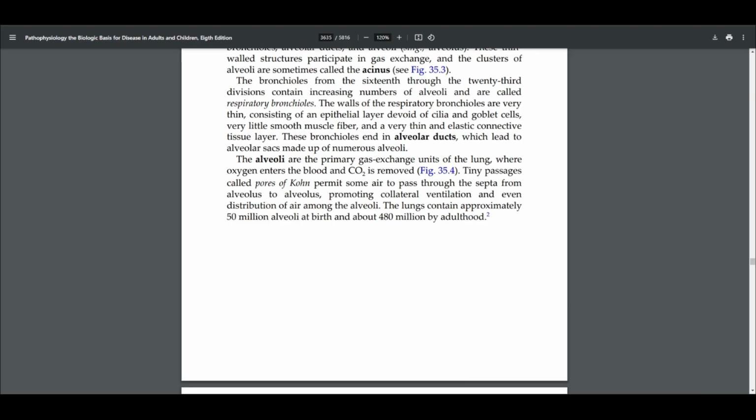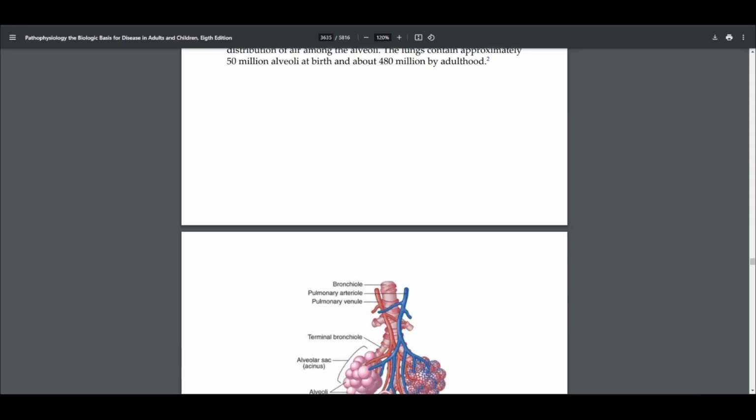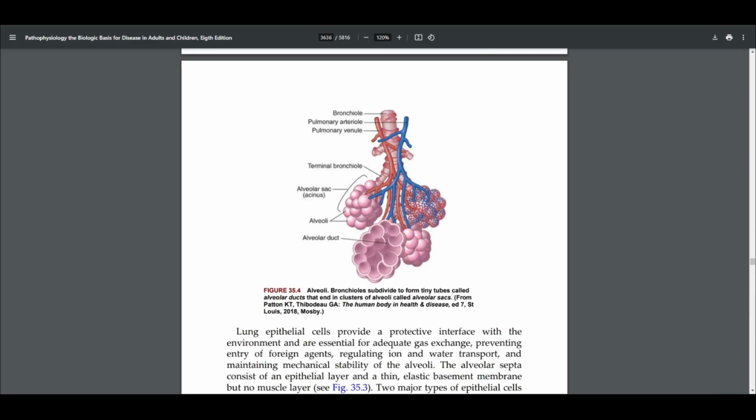Tiny passages, called pores of Kohn, permit some air to pass through the septa from alveolus to alveolus, promoting collateral ventilation and even distribution of air among the alveoli. The lungs contain approximately 50 million alveoli at birth and about 480 million by adulthood. So here we're taking a look at the alveoli. The bronchioles subdivide to form tiny tubes called alveolar ducts that end in clusters of alveoli called alveolar sacs.